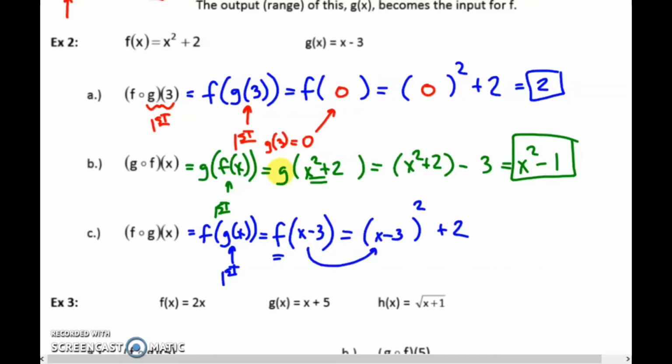So very quickly here, x minus 3 squared is simply x minus 3 times x minus 3. All right, I'm going to do this a little quicker. That's going to be x squared minus 6x plus 9, if you just do FOIL on that. And then don't forget you got to add your 2. And then just combine your like terms. x squared minus 6x plus 11.